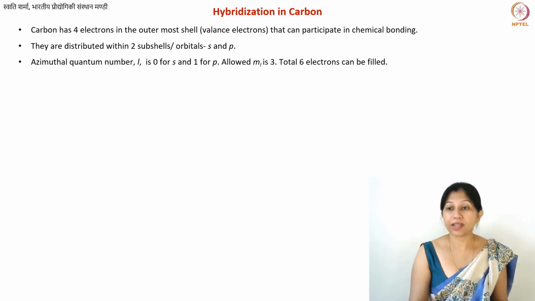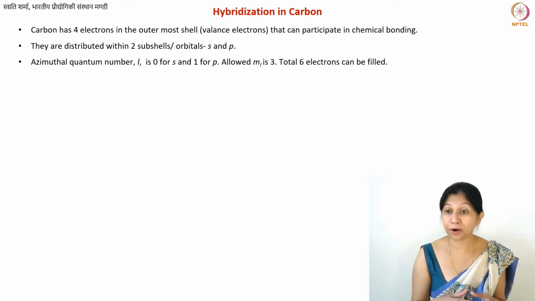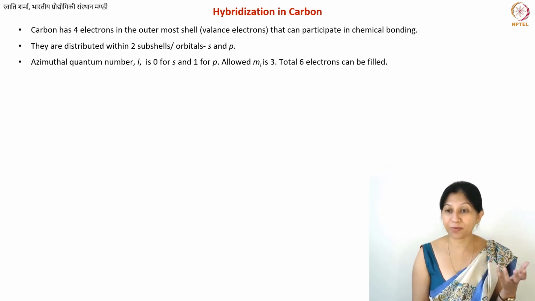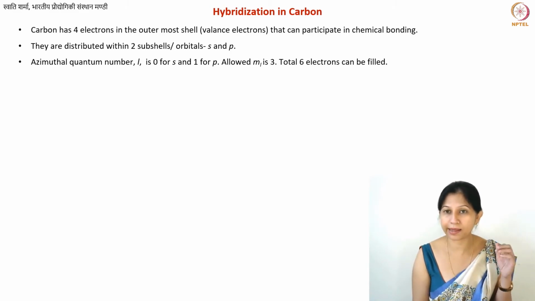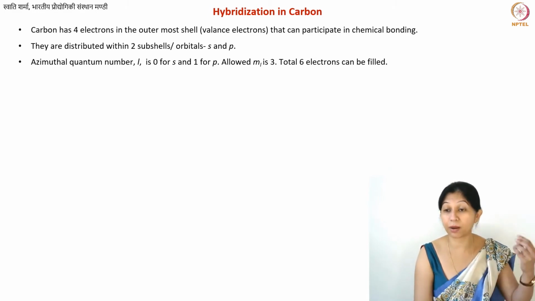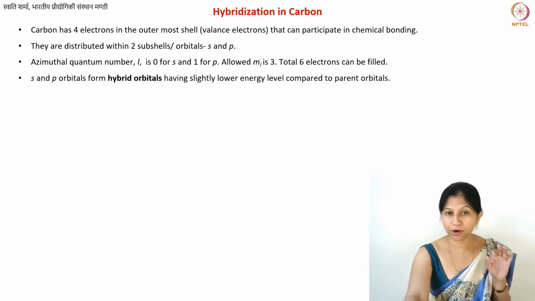The allowed values of ml for the p orbitals are -1, 0 and +1. So we can have 3 types of p orbitals: px, py and pz. This is how we call them. Altogether, how many electrons can you fill? You can fill 6 electrons. These 6 electrons can also come from another atom. So this is what we have for carbon.